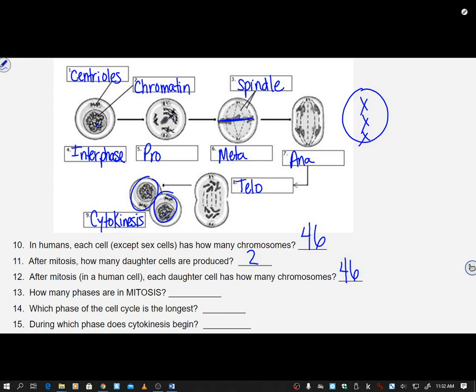How many phases are in mitosis? There are 4. Now guys, we've talked about interphase and cytokinesis, but mitosis is prophase, meta, ana, and tele, and that is it. It is division of the nucleus. Number 14, which phase of the cell cycle? Now look at this, not which phase of mitosis, but cell cycle, which means interphase, mitosis, or cytokinesis is the longest, and that is interphase. That is where your cell spends most of its time. And then 15, during which phase does cytokinesis begin? That begins at the end of telophase.